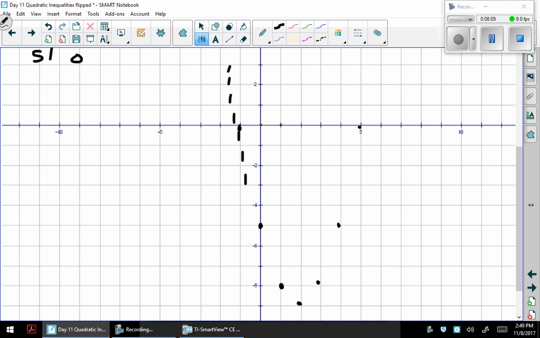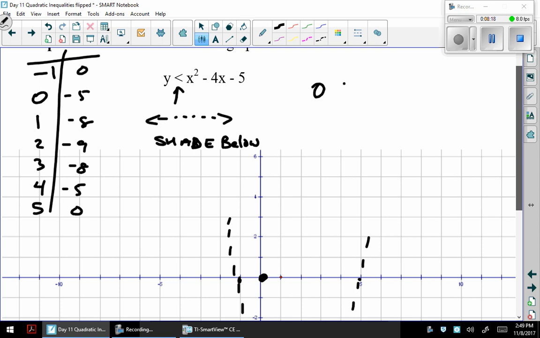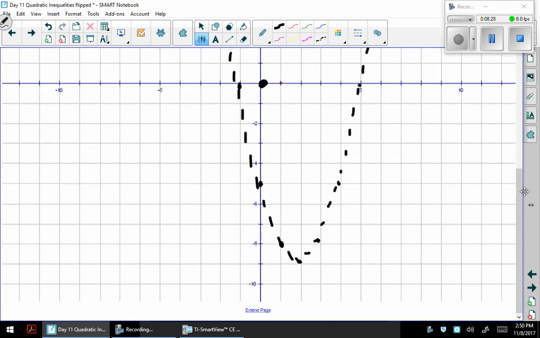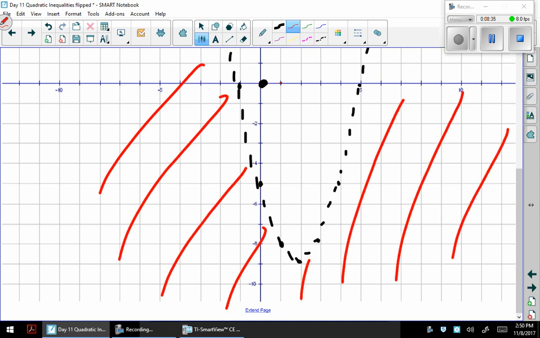It was a dotted parabola because it was just less than. And then watch what happens. We check 0, 0. Is 0 less than 0 squared minus 4 times 0 minus 5? So is 0 less than -5? No. So our answer is everything outside this parabola. Dotted parabola, shade out.